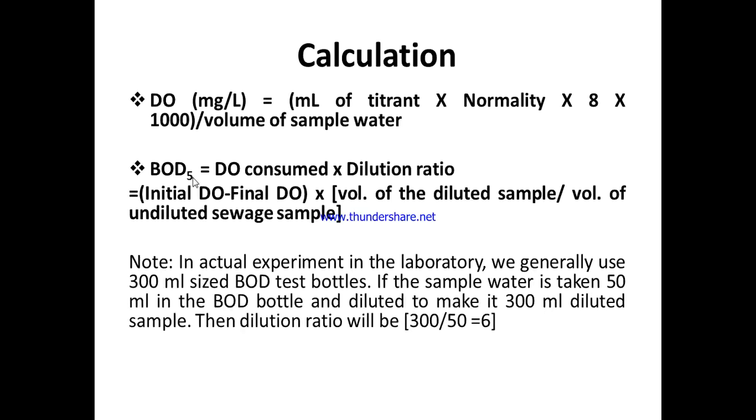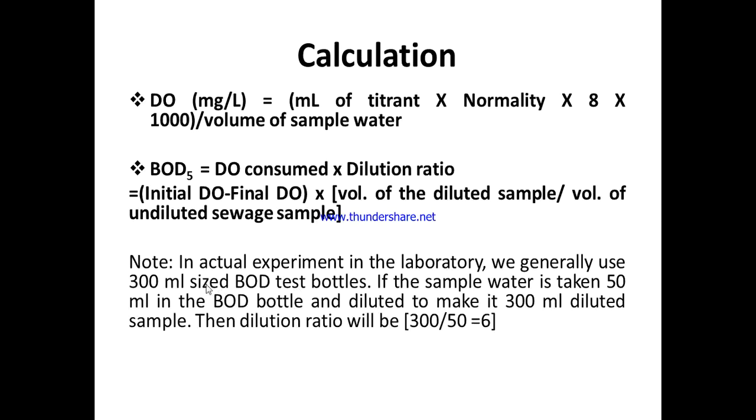Now BOD 5 at 20 degrees centigrade is obtained as DO consumed, that is initial DO minus final DO, into the dilution ratio. What is the dilution ratio? Ratio of volume of diluted sample by volume of undiluted sample.